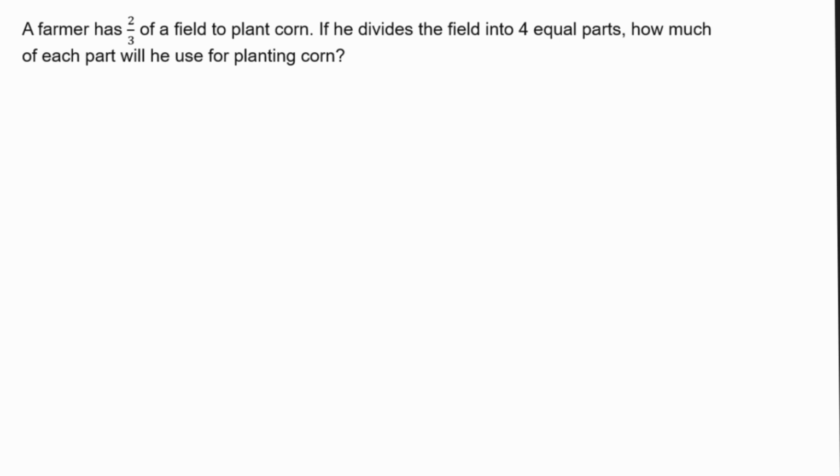This worded problem says that a farmer has 2/3 of a field to plant corn. If he divides the field into 4 equal parts, how much of each part will he use for planting corn? So he's dividing 2/3 of his field into 4 equal parts. So we are going to do 2/3 divided by 4. 4 is a whole number, so it will have a denominator of 1. So I'm going to keep my first fraction as 2/3, change the division sign to multiplication, and write 4 as its reciprocal, which will be 1 over 4.